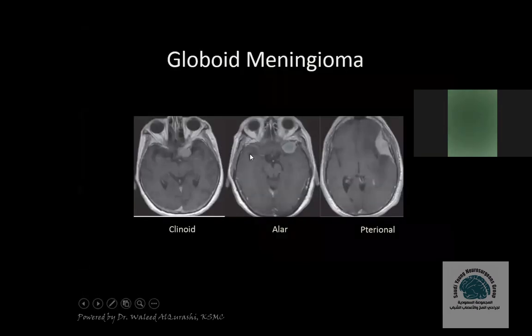And these are the different types of globoid meningioma on MRI scan. You can see the clinoid meningioma attaching to the anterior clinoid process and reaching the inner third of the lesser wing of the sphenoid, while the alar represents the middle third of the sphenoid, and the pterional extends along the lateral part of the sphenoid bone.